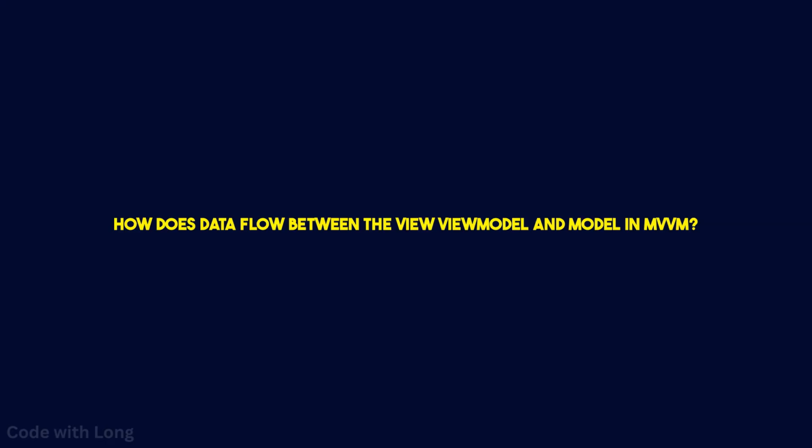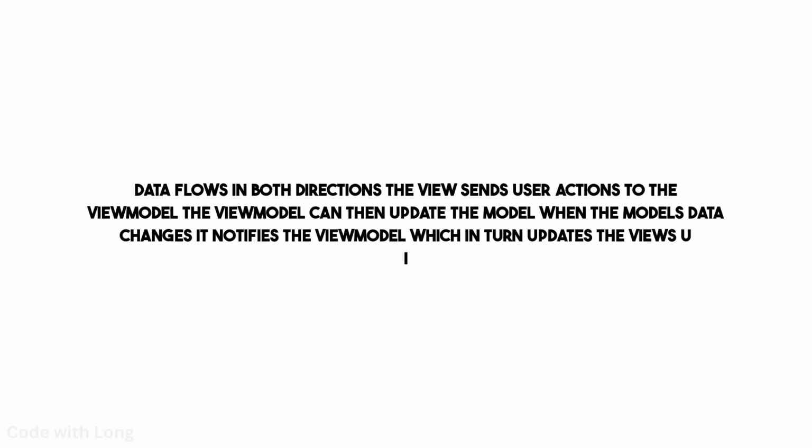How does data flow between the view model and model in MVVM? Data flows in both directions. The view sends user actions to the view model. The view model can then update the model. When the model's data changes, it notifies the view model, which in turn updates the view's UI.